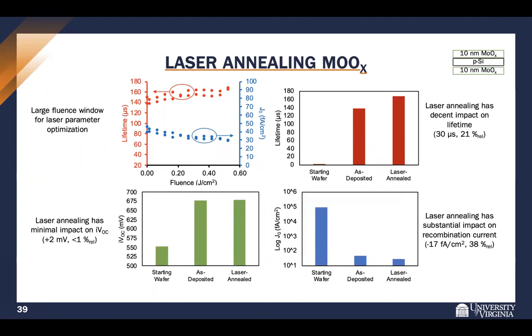Then I looked at laser annealing of the molybdenum oxide, and there's actually a large laser fluence window, which will improve the passivation of the device, improve the lifetime, and decrease the recombination current density. So that's good. This results in a 21% relative increase in the lifetime. Not much impact on the IVOC, but a reduction of 38% relative in the recombination current density, which is good.